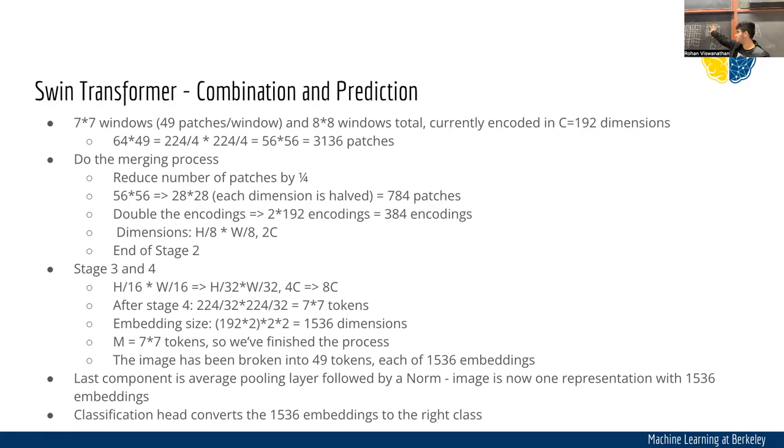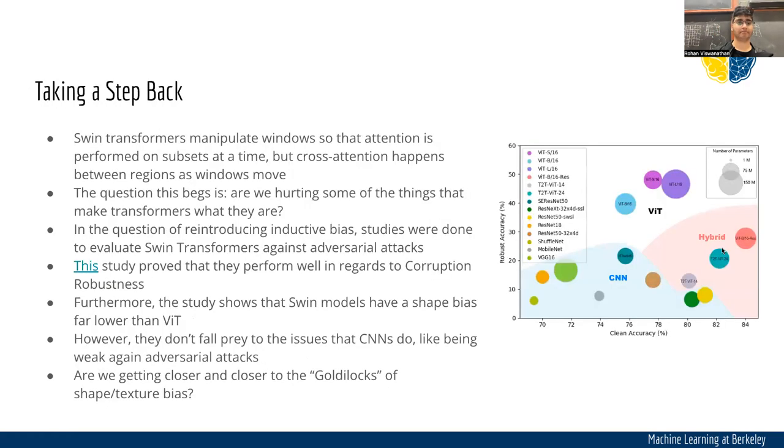So taking these components, pooling them together, and finding the average of each subset and a norm to get a single representation with 1,536 embeddings. Lastly, we have a classification head to convert this embedding to the right class. So the MLP classification head at the end is what gives our final prediction.